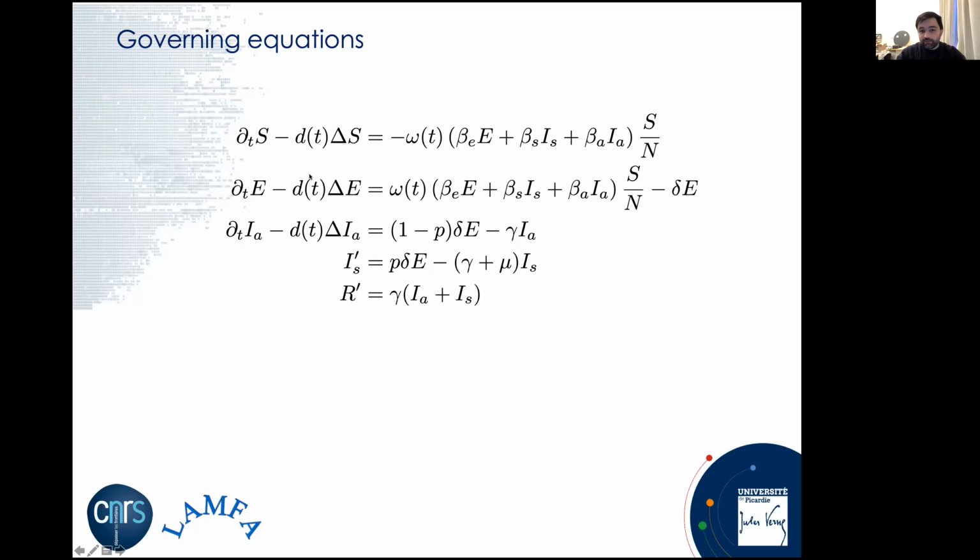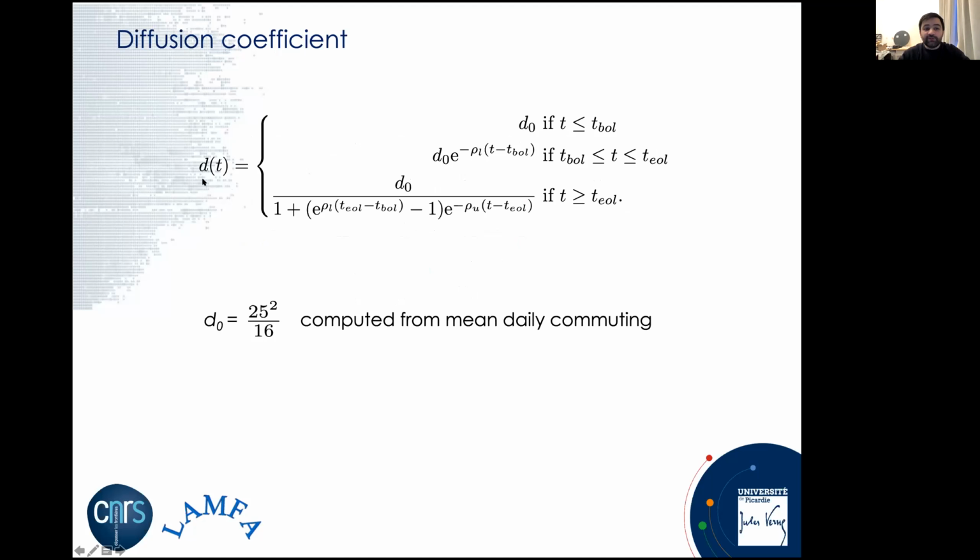So this is first the reaction diffusion equation. This is the same right hand side. So it's just diffusion. So again, the diffusion coefficient will change with the lockdown, before and after the lockdown. And this value is given. So in France, the mean daily commuting is 25 kilometers. So many people are moving to work and coming back, moving a little bit, but around 25 kilometers.